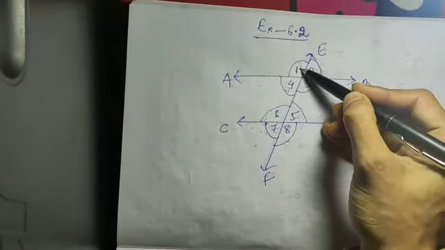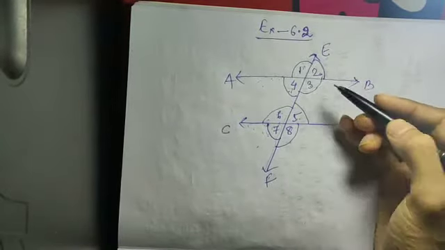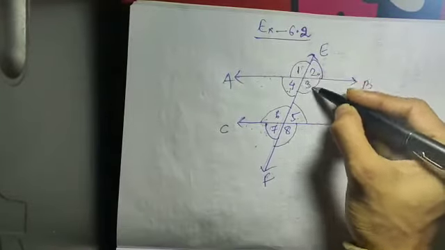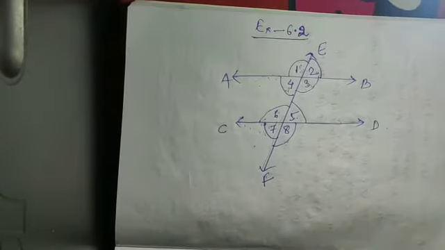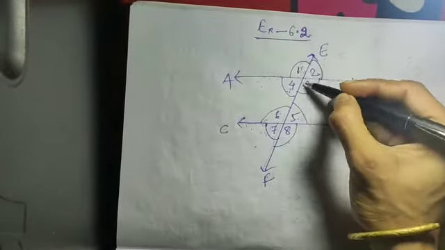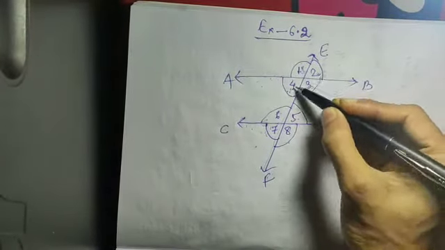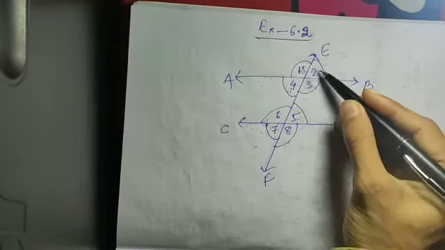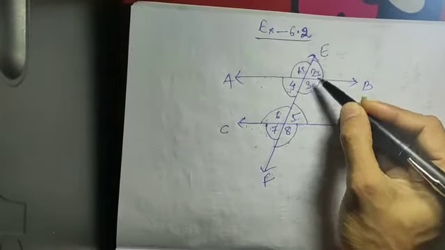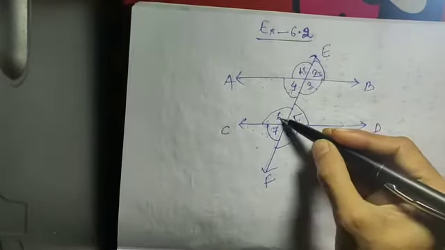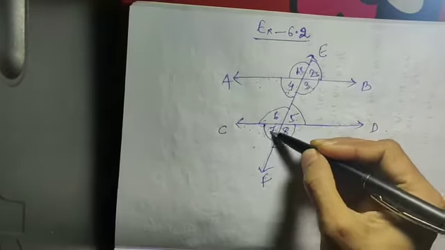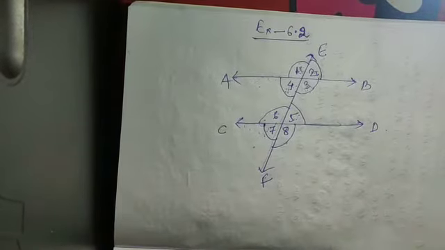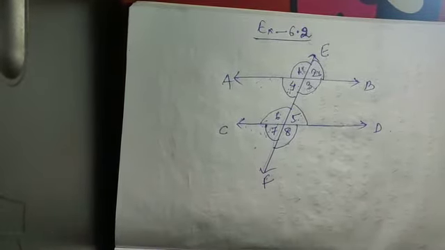Next point, this angle 1 and angle 3 are vertically opposite angles, that you know, right? Angle 1 and angle 3 are vertically opposite angles. In the same way, 2 and 4 are vertically opposite angles. So these two are equal: 1 and 3 are equal, 2 and 4 are equal. In the same way, 6 and 8 are equal, vertically opposite angles, and 7 and 5 are equal, vertically opposite angles. This was about vertically opposite angles, which we have discussed before also.